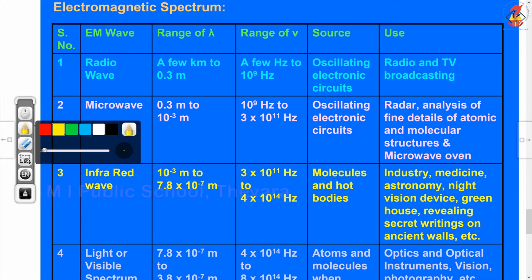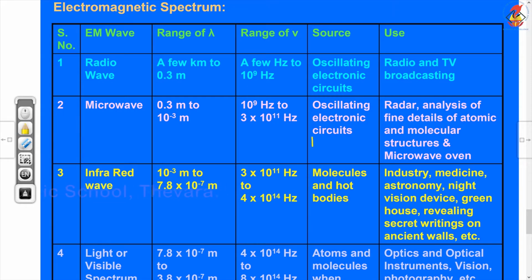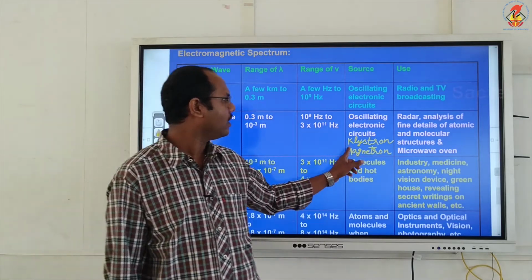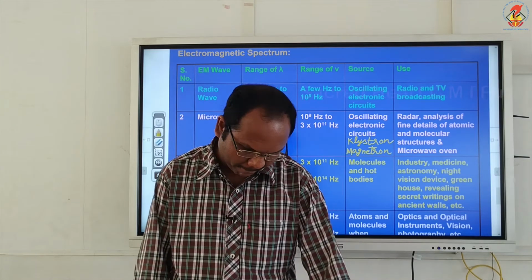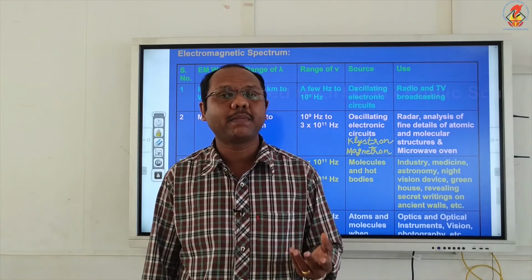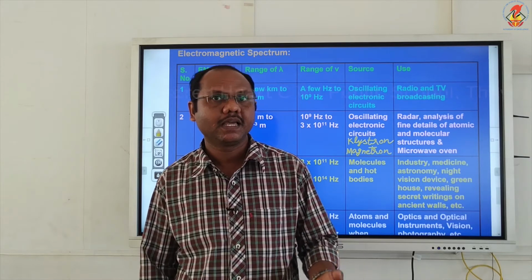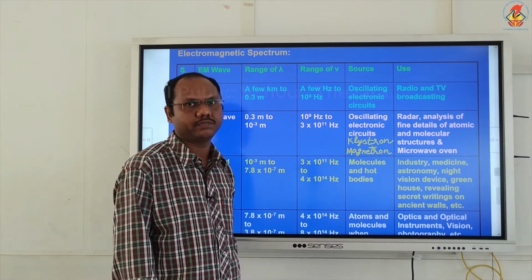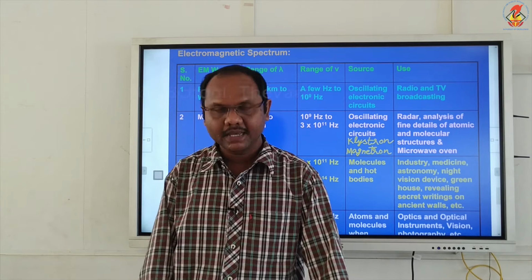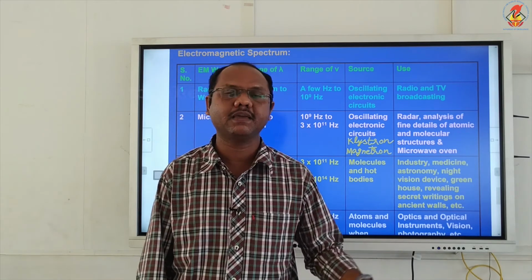I will write it here. Klystron or magnetron. These are the two devices with which we produce microwaves. And you know, microwaves are used in microwave ovens. In a microwave oven, to produce microwaves, we use a magnetron. In radars and similar devices, to produce microwaves, we use a klystron.